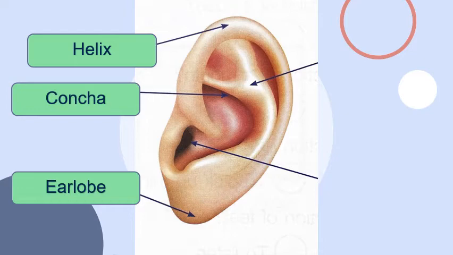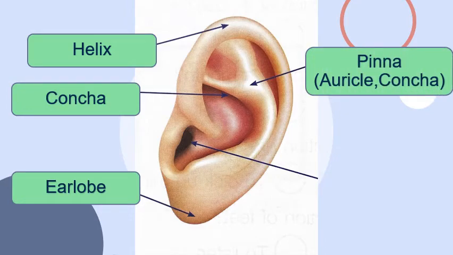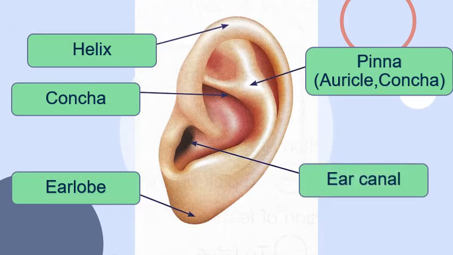Next, we have pinna. Say the word pinna. Yes, this is the external part of the ear. It's protruding. Sometimes this is also called auricle or concha. And lastly, we have the ear canal. This is the passageway where the sound wave travels through the ear.